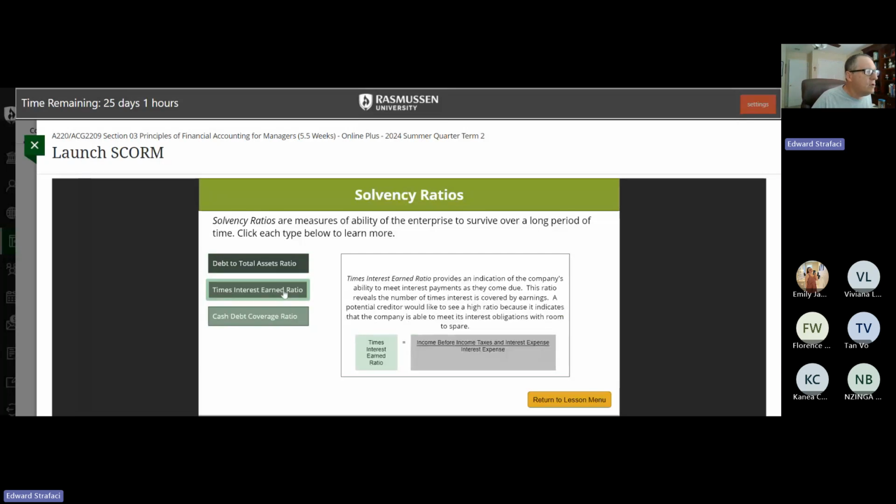And then you have your times interest earned, which is your net income plus taxes and your interest expense, over your interest expense. Okay? I just want to do something here. And that's a solvency ratio. So you add back your interest expense. And that's what that is, okay?